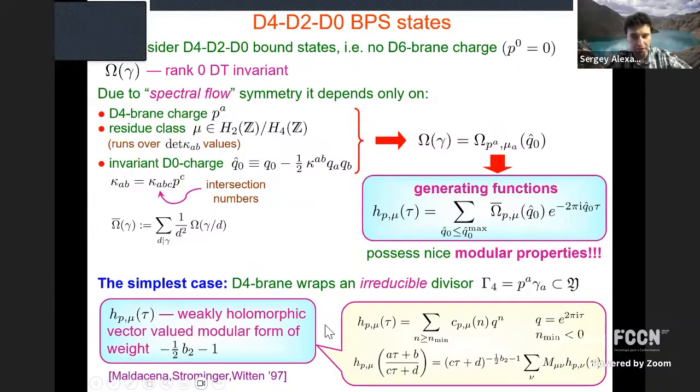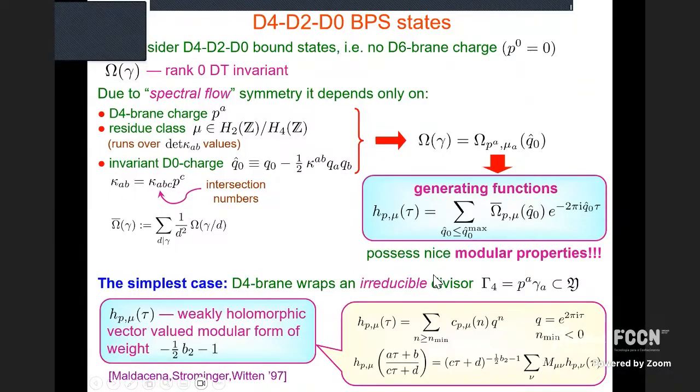And then vector-valued just means that we have this vectorial index mu, and modular of this weight means that under the standard modular transformations, we get this standard factor (c tau plus d) to the power of the weight. And since our function is vector-valued, we get a rotated version of it, where this matrix is called the multiplier system, and it's well known. It's some fixed finite-dimensional representation of SL(2,Z).